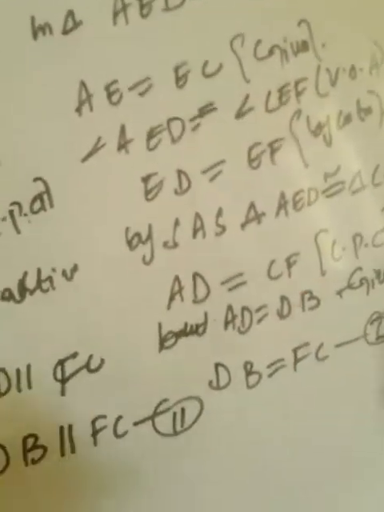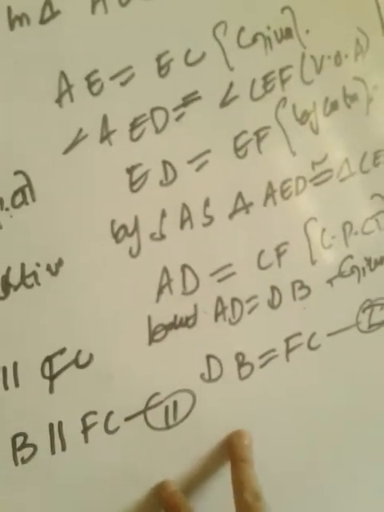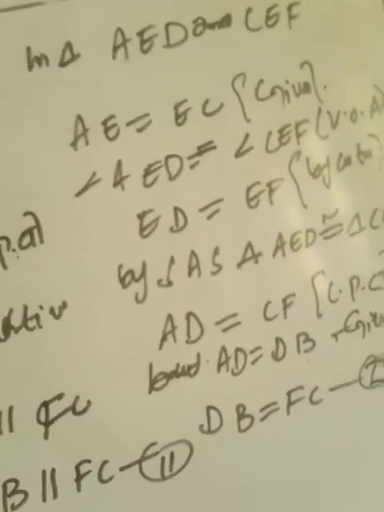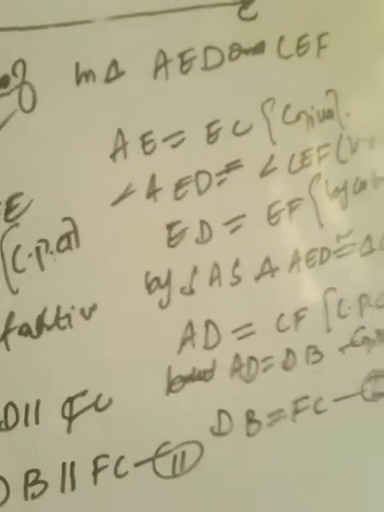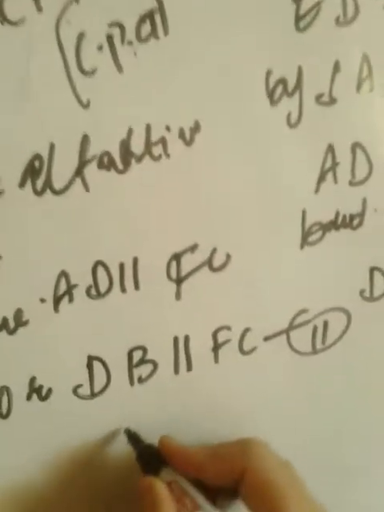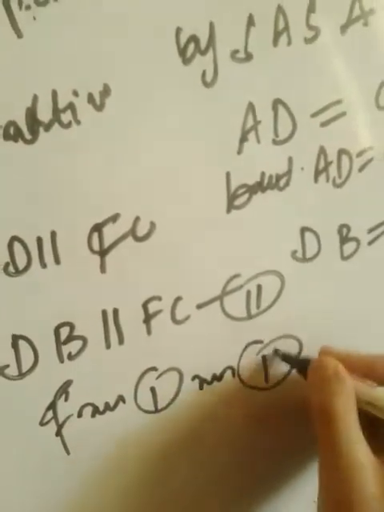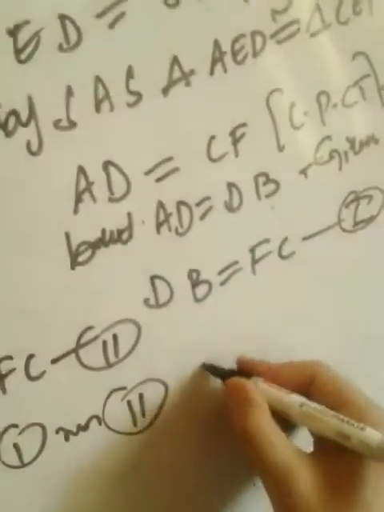So let's consider equations 1 and 2. From first and second, we know from previous video lectures that a quadrilateral having one pair of opposite sides parallel and equal is a parallelogram. So DBCF is a parallelogram.